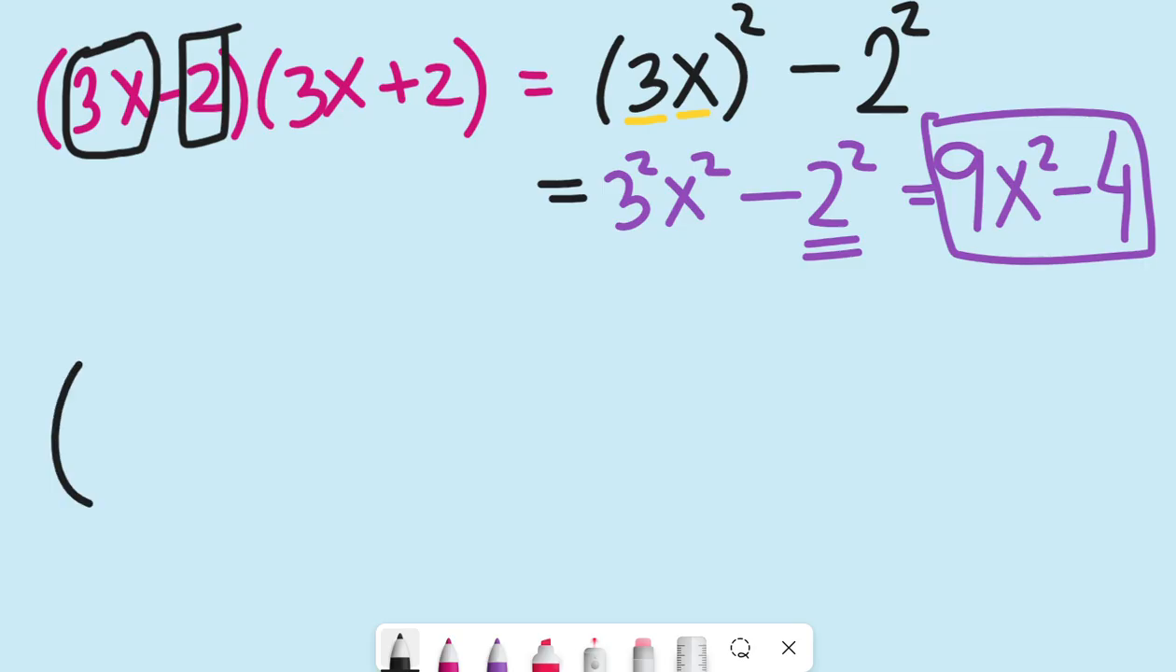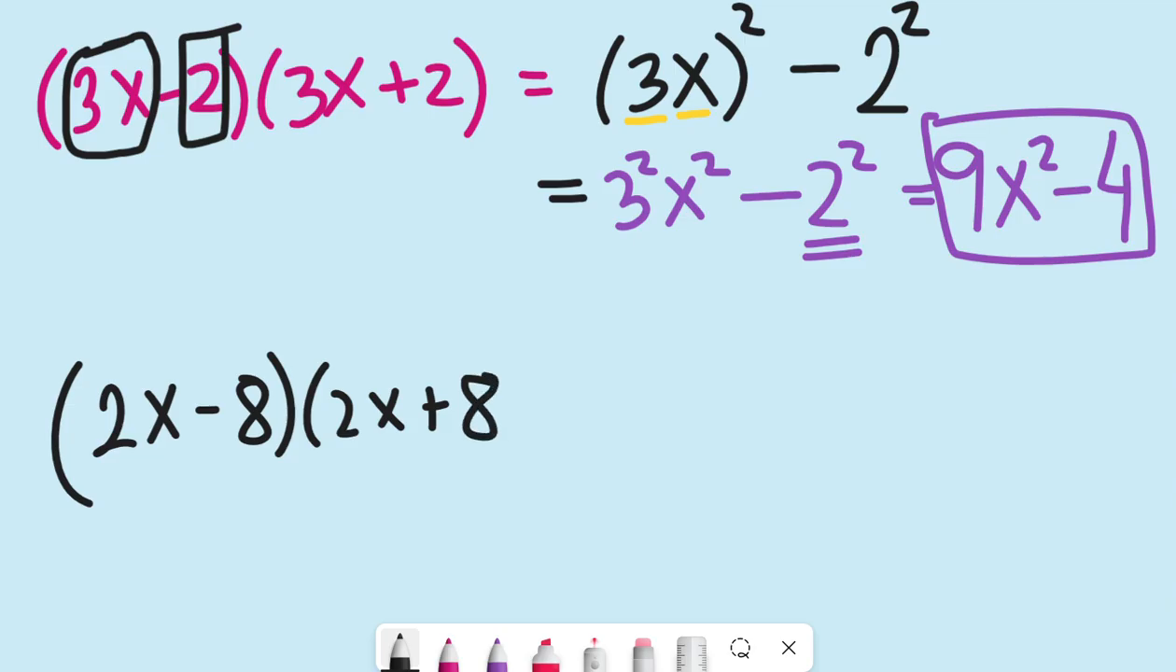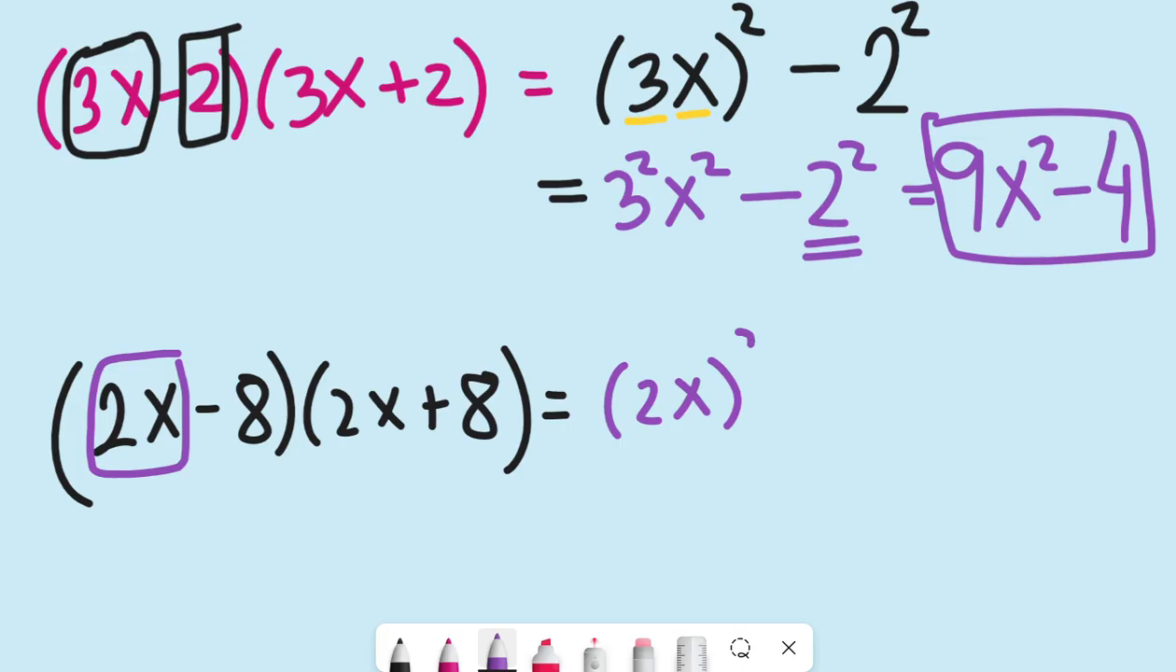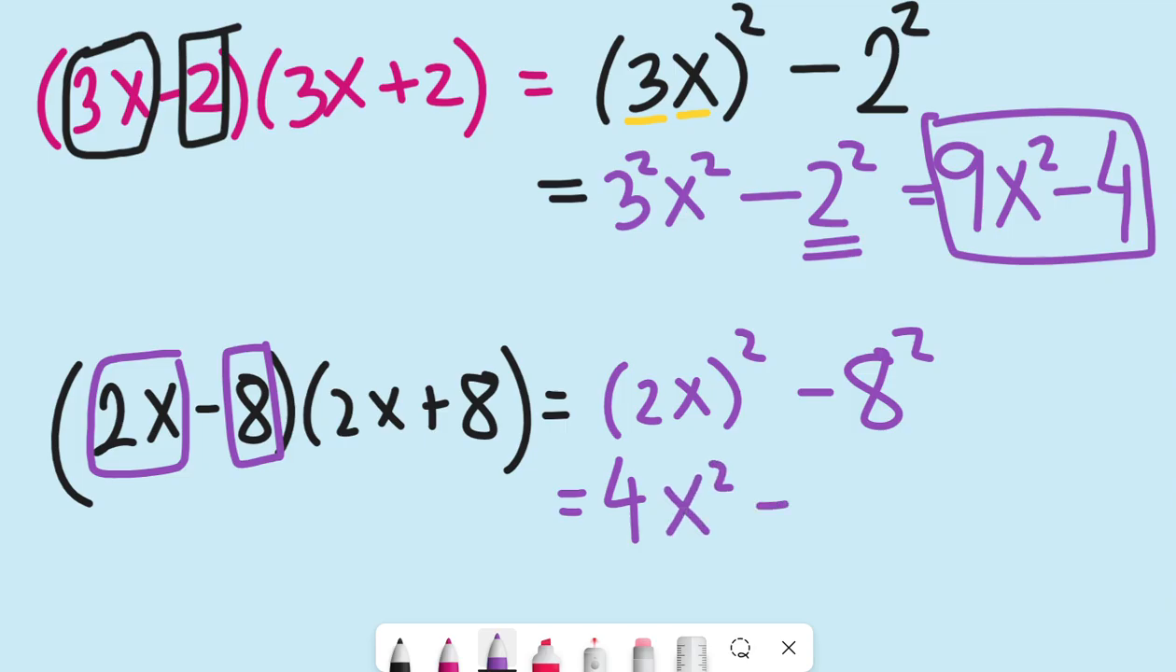Alright? So, let's say we have this time 2x minus 8 and then 2x plus 8. Okay, we said, get your first number and square it. Minus, get the second number and square it. That is equal to 2x multiplied by 2x is equal to 4x squared. 8 multiplied by 8 is equal to 64. That's it. We are done.